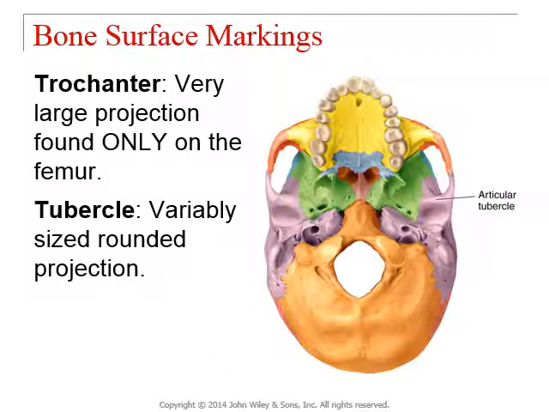The trochanter is very special. It's only found on the femur. We have both a greater and lesser, which I'll show you next chapter. We also have tubercles. These are very variably sized round projections.